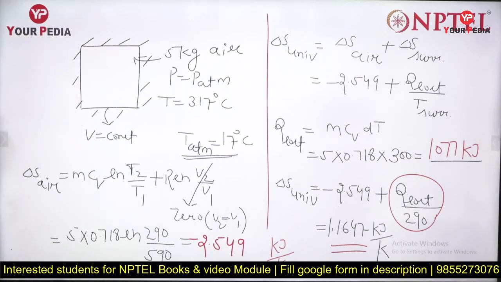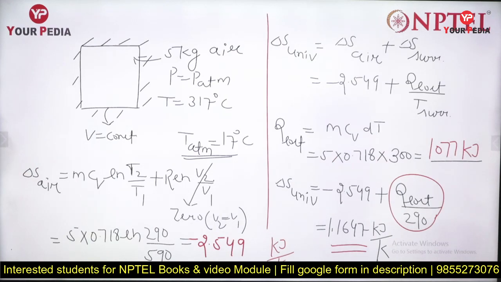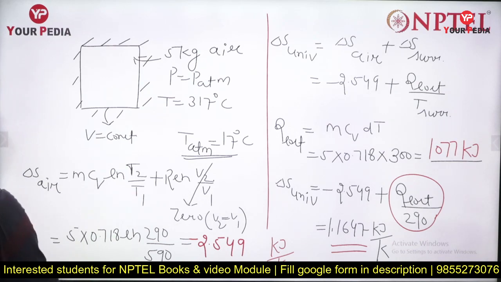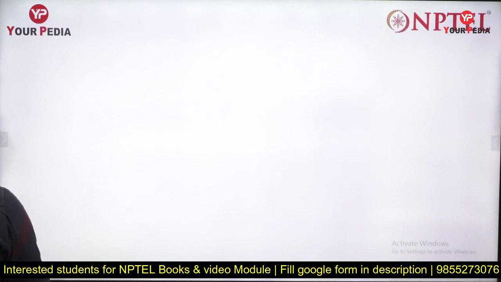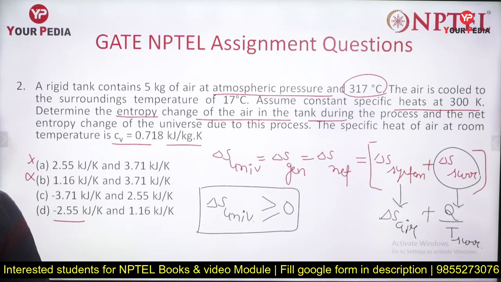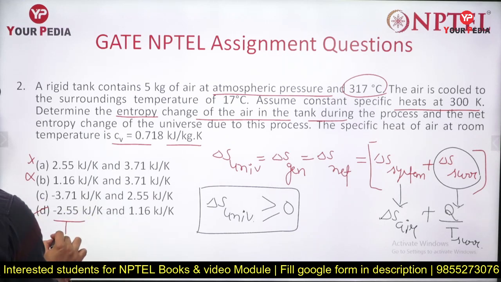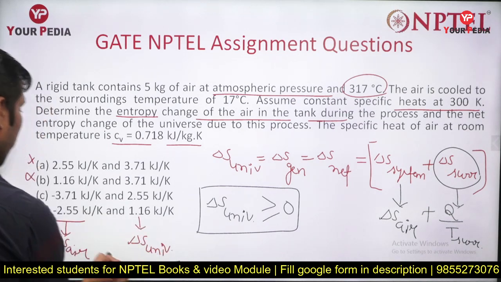Okay, so if you match the answers, the entropy change of air will be minus 2.55 kilojoule per Kelvin. We got the answer minus 2.549, which is very close to minus 2.55. And this will be 1.1647. So the right answer for this question will be what, guys? The right answer will be D. Okay, so D will be the correct answer. This is the entropy change of air, and this is the entropy change of universe, meaning both system and surrounding.